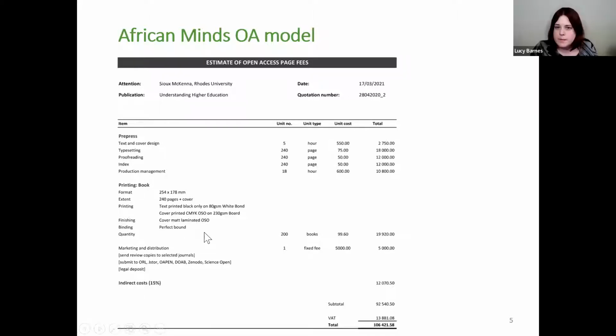Sorry to interrupt, Francois. Just to confirm, is that in South African rands, the currency? Sorry, I should have made that clear. Yeah, it's in South African rands, not in pound sterling. That would have been a bit scary. Yeah, this is definitely in South African rands.